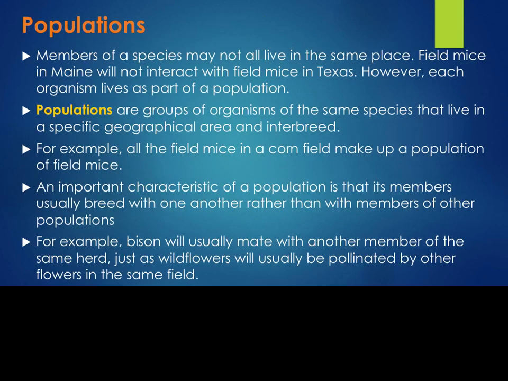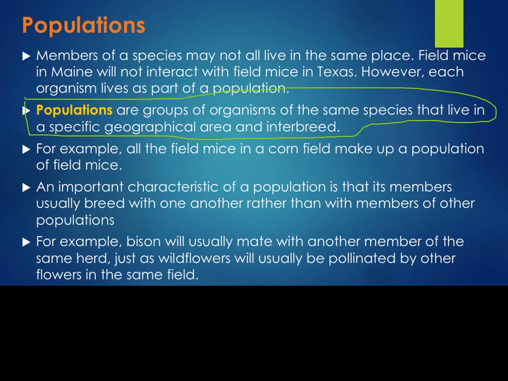If you have many members of a species living in the same place, we have a population. Populations are the groups of organisms of the same species that live in the same geographic area, and they interbreed with each other. All right, here it gives you an example: field mice in Maine not interacting with field mice in Texas. Those would be separate populations, because a mouse is not going to make it from Maine to Texas without some help by some outside source. There's a lot of space between there.